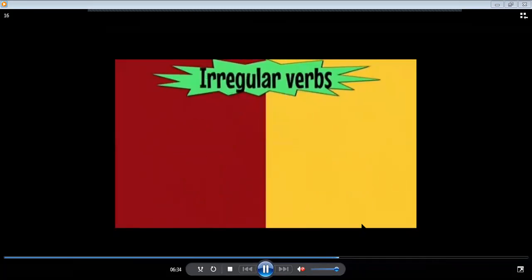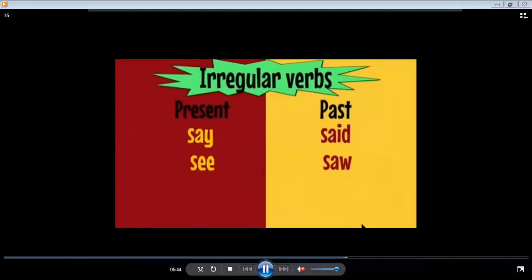Irregular verbs. Say, said. See, saw. Buy, bought. Eat, ate.